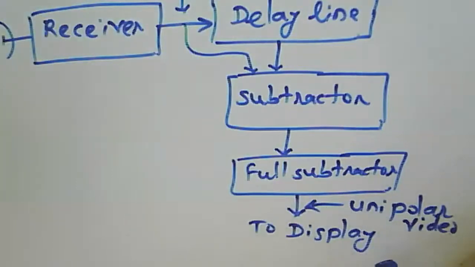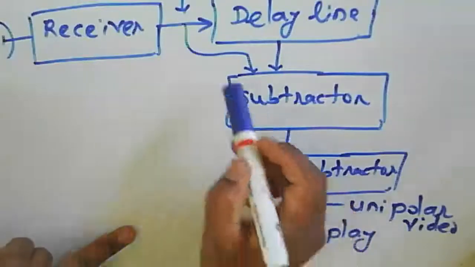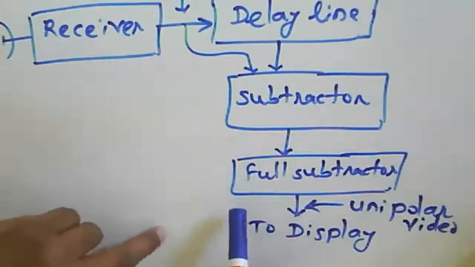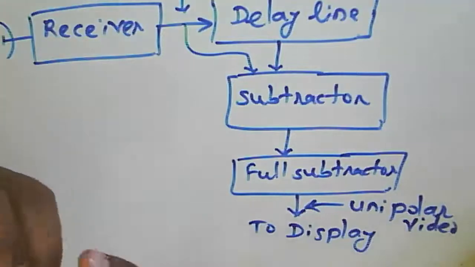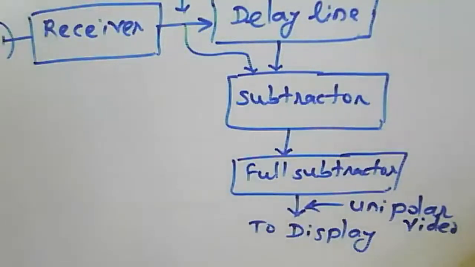The output is bipolar here, but we are using a full subtractor so that it will convert the video into a unipolar one. So we are getting the unipolar output. A simple example of this is to cancel the echo we are getting from the stationary object.